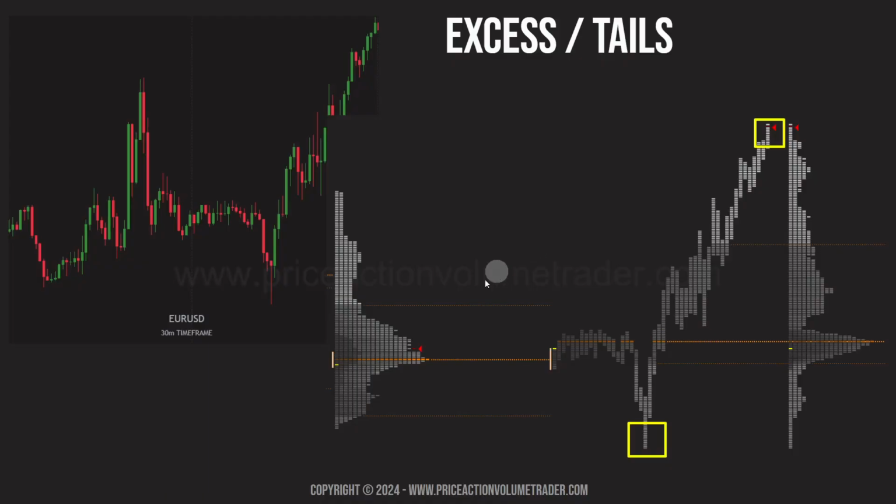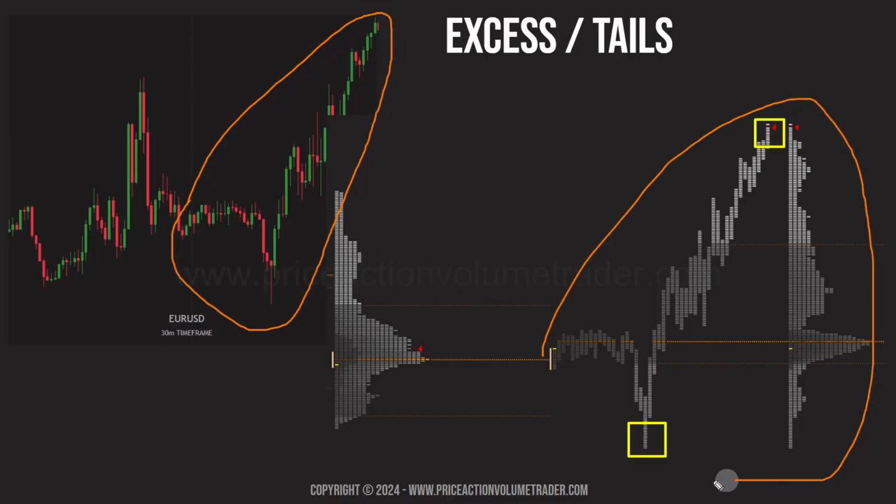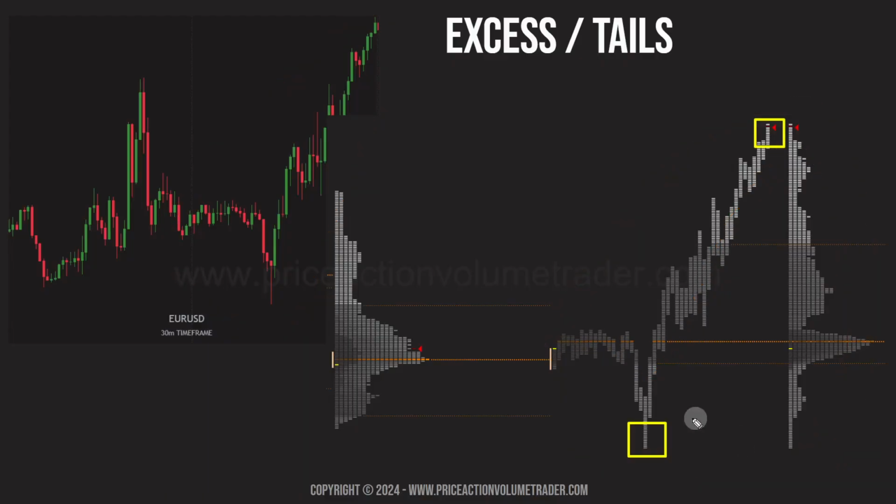So you can see this is a Euro US dollar chart. On the left here, we have a 30-minute candlestick chart. And this whole day is what we're representing right here. This is the regular TPO. This is the split TPO. So we can see the development just like the candlesticks.